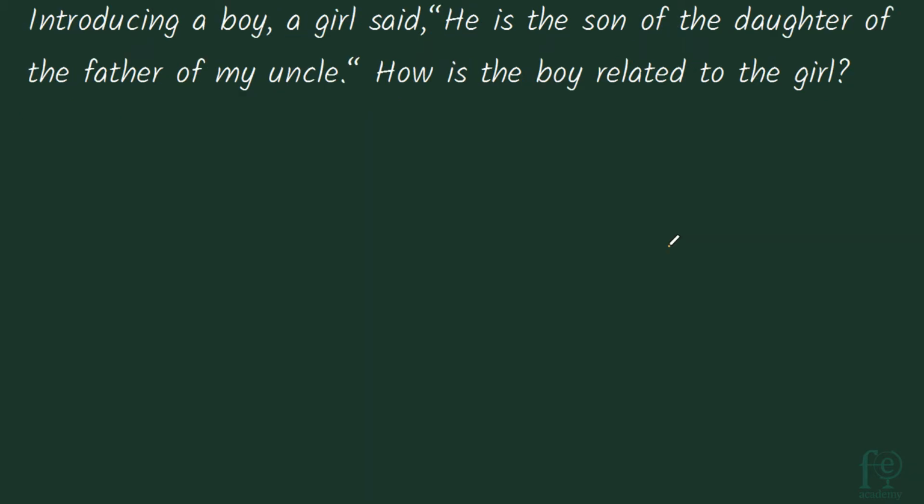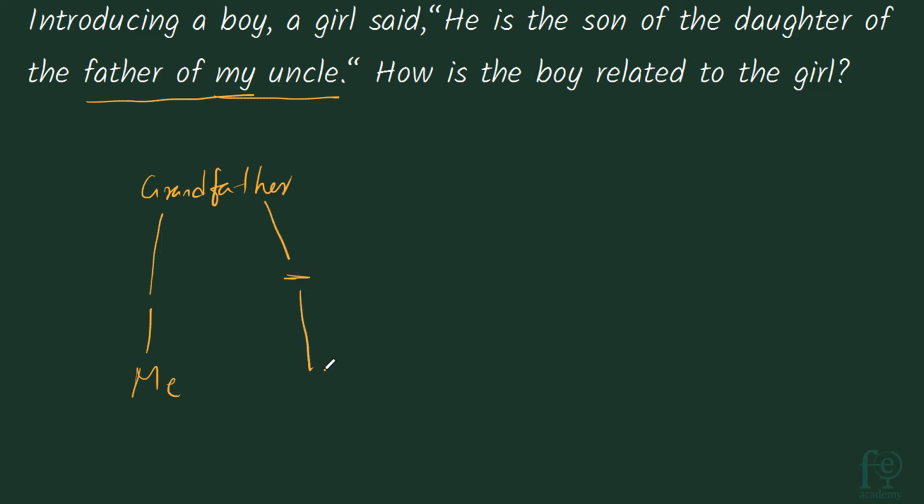Next question. Introducing a boy, a girl said, he is the son of the daughter of the father of my uncle. How is the boy related to the girl? Okay. So here also, starting from here, my uncle. My uncle can be my father's brother or my mother's brother. So it is not clear from here. Okay, so let's not write anything. Now father of my uncle. So father of my uncle will be my grandfather. So here my grandfather will be coming. It's a father of my uncle. Now daughter of the father of my uncle. So daughter will come here. Now son of the daughter. Okay, so son will come here.